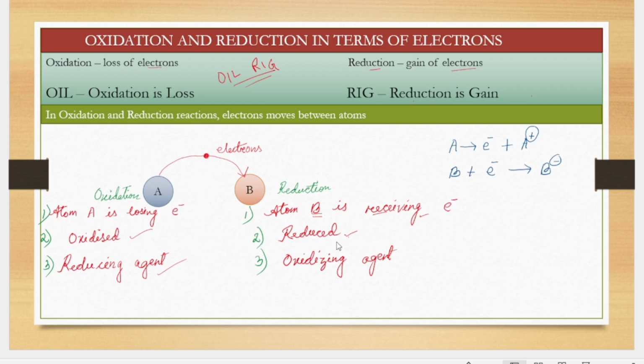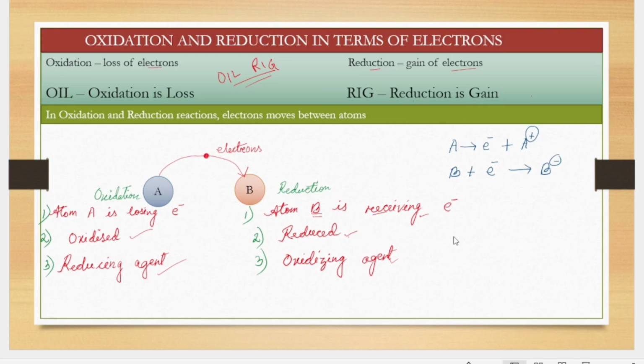And atom B is being reduced. It means B takes electrons from A. किससे electrons ले रहा है B? A से electrons ले रहा है. B takes electrons from A. So it is an oxidizing agent because it is accepting the electrons. I hope you have understood it.